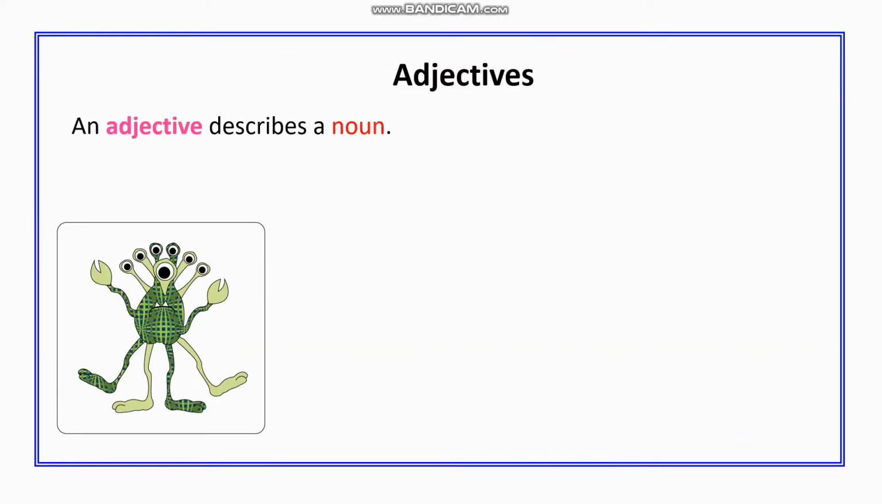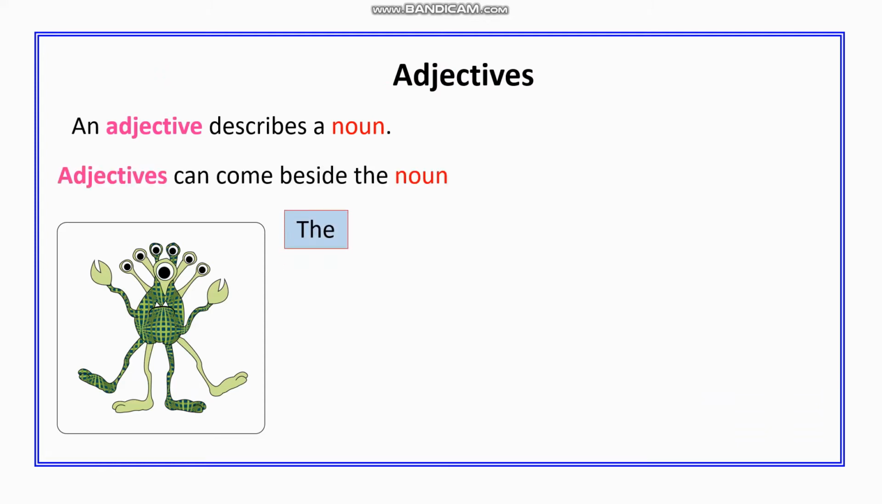Adjectives. An adjective describes a noun. Adjectives come beside the noun. For example, in this sentence, alien is the noun, small and green is describing that alien, which makes them adjectives. So the small green alien.